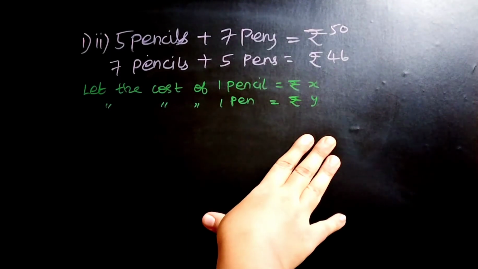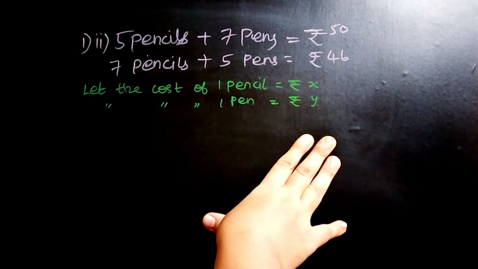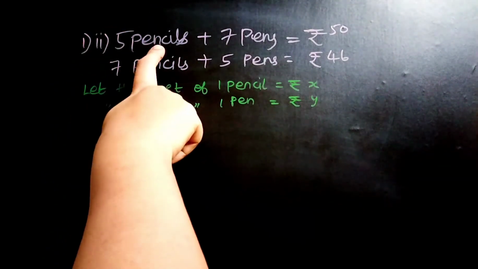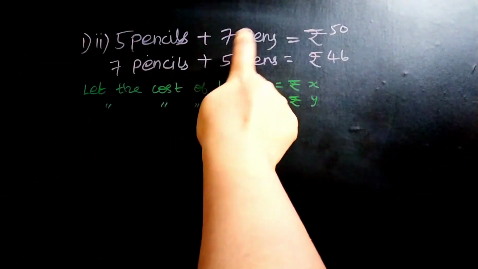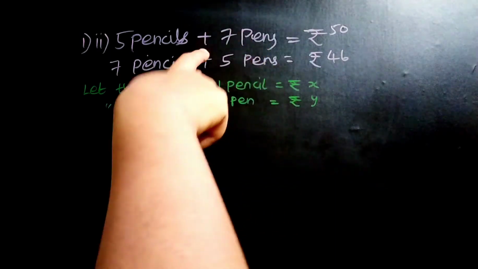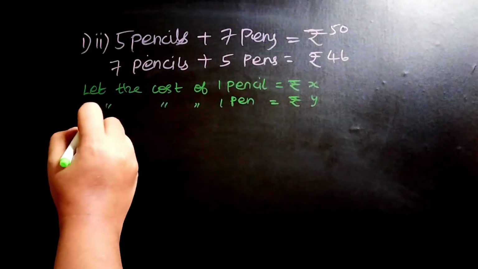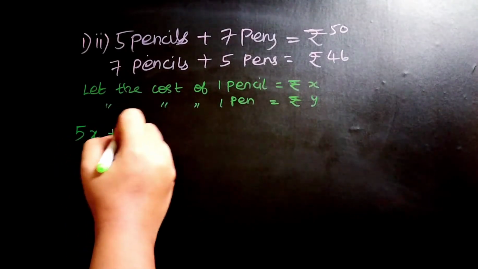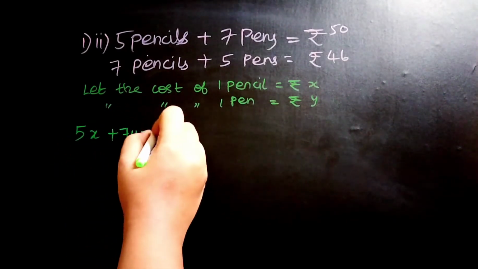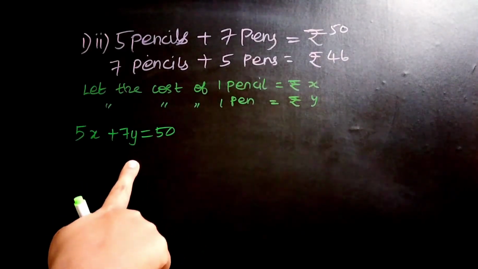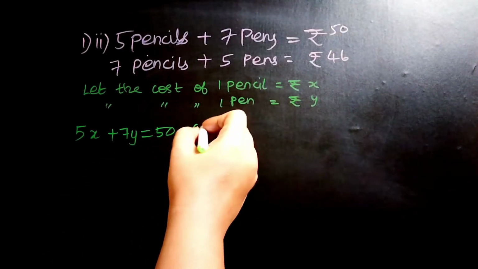Okay. And now we are going to frame the equation according to the condition. First is 5 pencils, 7 pens. So cost of 1 pencil into 5 plus cost of 1 pen into 7. So we are going to multiply. So x into 5, 5x plus 7y equal to 50. If you check here, we cannot simplify further. So we are leaving it here as the first equation.